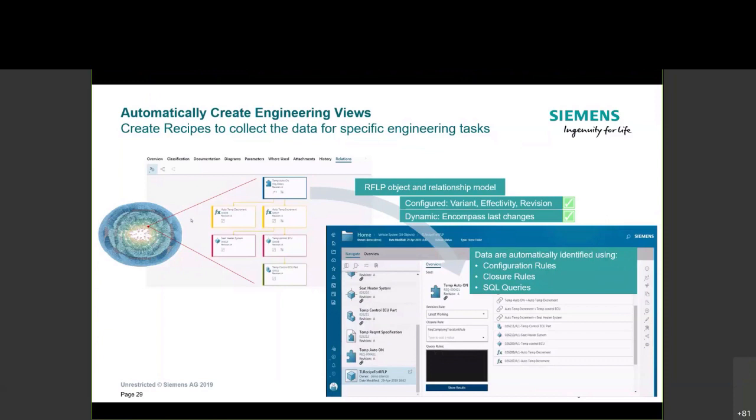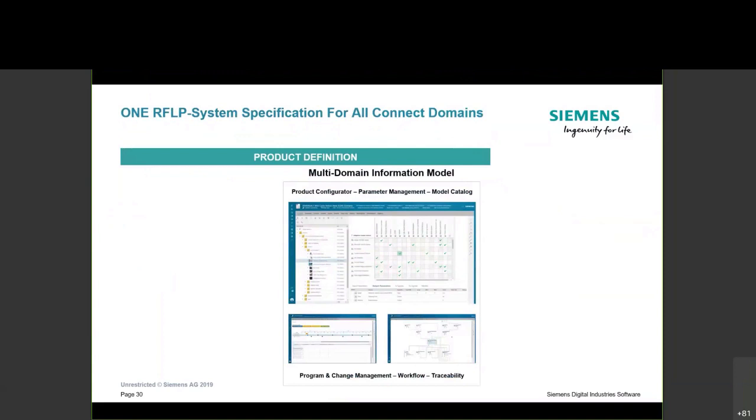This is quite a recent capability in Teamcenter. And the reason we did that is, again, because of a very important and emerging need for automation. So we're going to automate the views generation for various engineering domains.